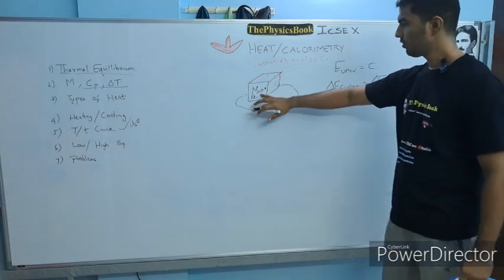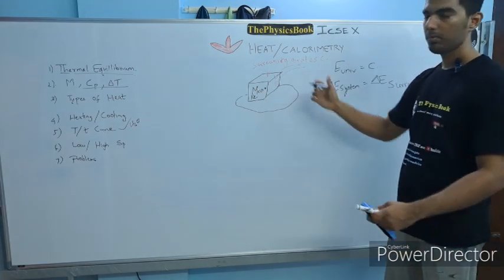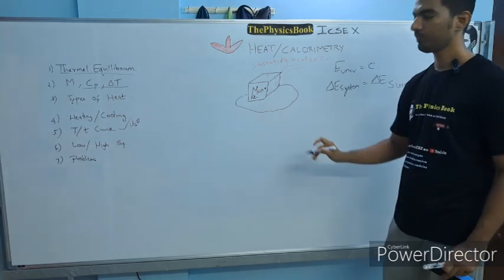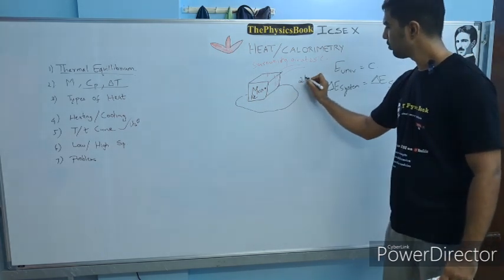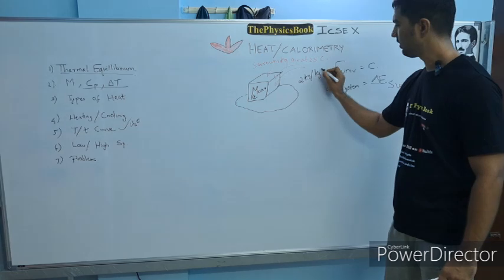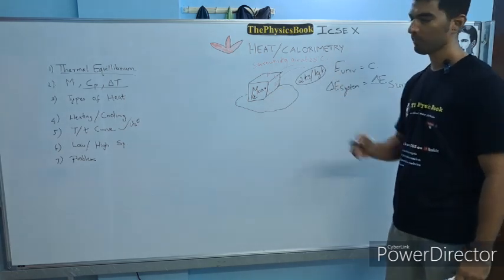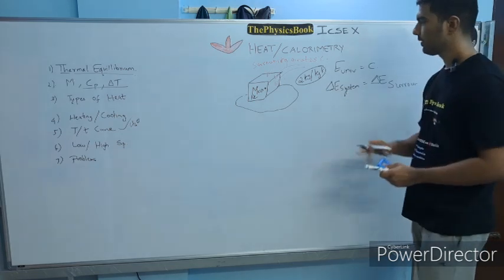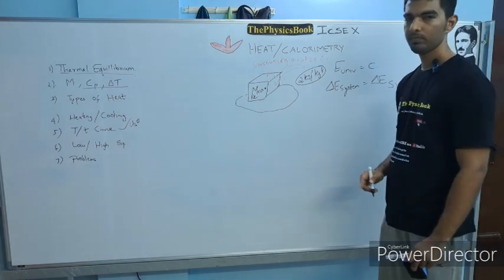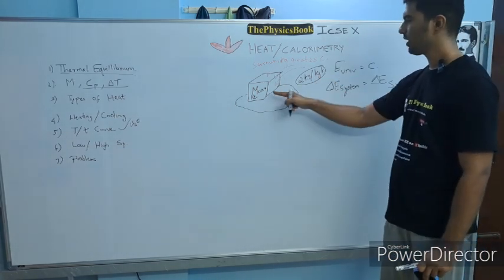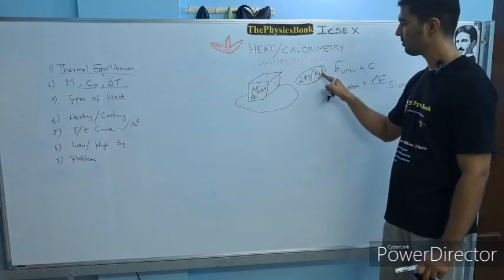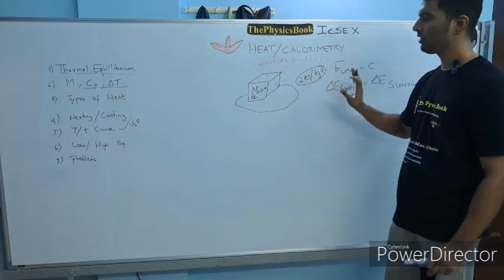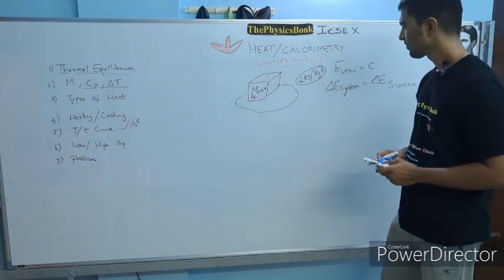So let's assume, this is what is meant by specific heat capacity, that this ice has a specific heat capacity of 2 kilojoule per kilogram Kelvin. This is a constant value for ice at a particular temperature. So this tells you that if I supply 2 kilojoule of heat to 1 kilogram of ice, its temperature will rise by 1 Kelvin. This is the number that 2 kilojoule per kilogram Kelvin signifies for a specific heat capacity.